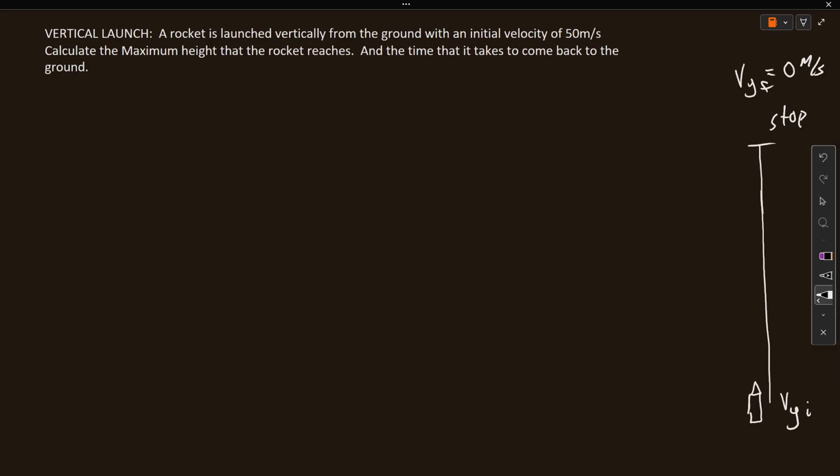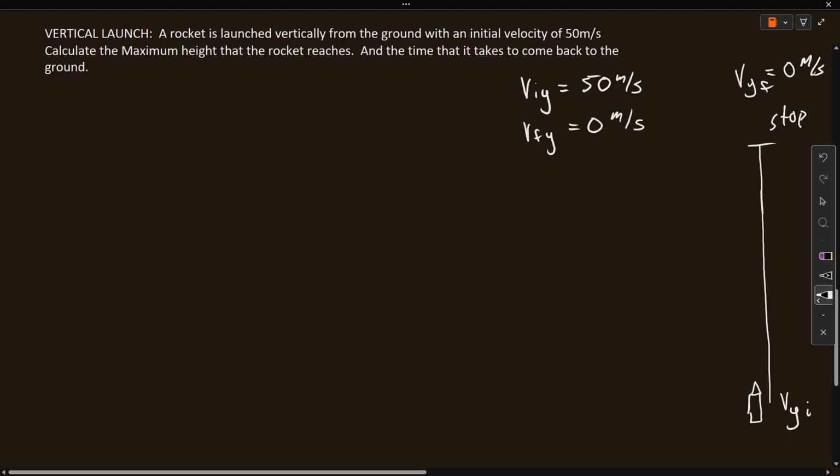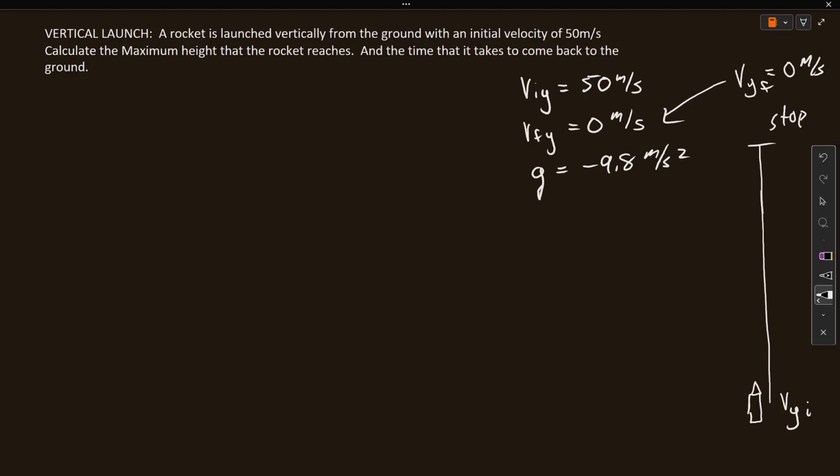Okay, and so we'll go ahead and set those two situations to be valid or true, right? So our initial velocity y is 50. Our final velocity y is 0. This is something key. You have to know this as a physics student. And this is negative 9.8 meters per second squared. Shouldn't write so many units, it gets a bit cluttered, but there they are.